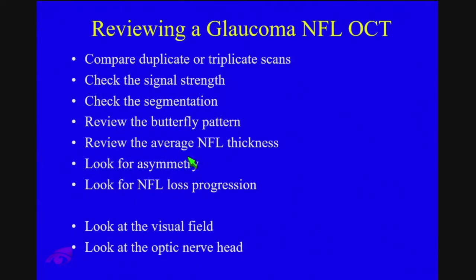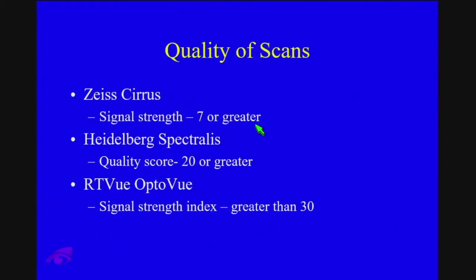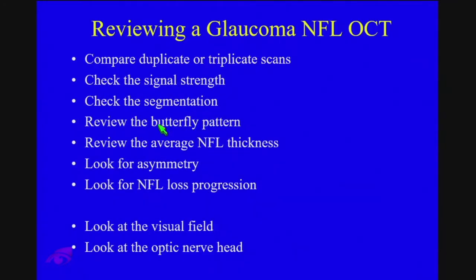So in summary, in reviewing and going over a glaucoma OCT, we always get at least 2 to 3, and I usually get at least 3, if not 4 OCTs at the same setting, so I can have that comparison, see those small differences between each OCT scan, check the signal strength, like Joel said. It's important to have a signal strength of integrity, or else you're going to be underestimating your values. Check the segmentation, review that butterfly pattern, follow the average nerve fiber layer thickness with that progression analysis, look for symmetry, and lastly, look at the visual field and look actually at the optic nerve head, not just the scan.